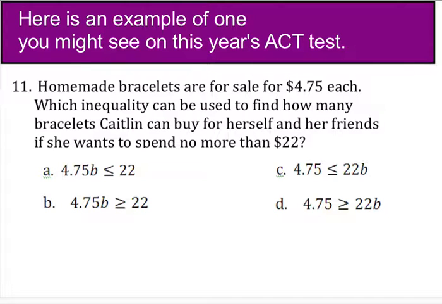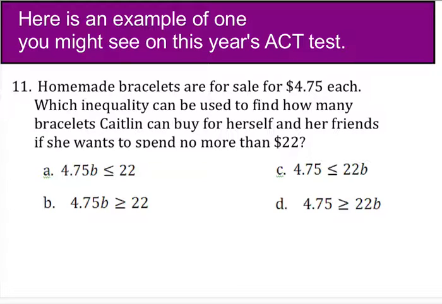Here's an example you might see on this year's ACT test. It says homemade bracelets are for sale for $4.75 each. Which inequality can be used to find how many bracelets Caitlin can buy for herself and her friends if she wants to spend no more than $22? Well, it's A, B, C, or D. I want you to hit pause. I want you to try this on your own.